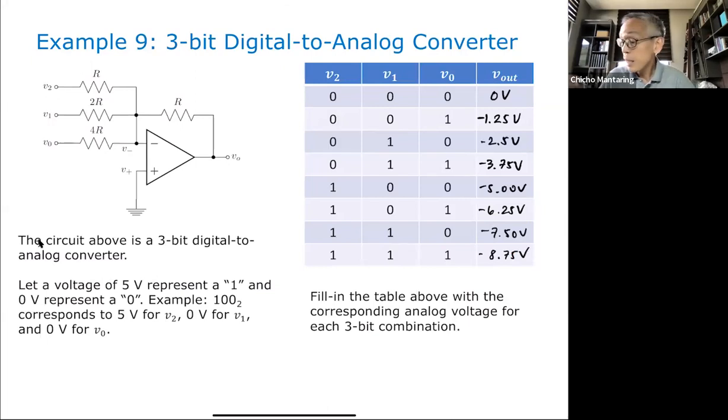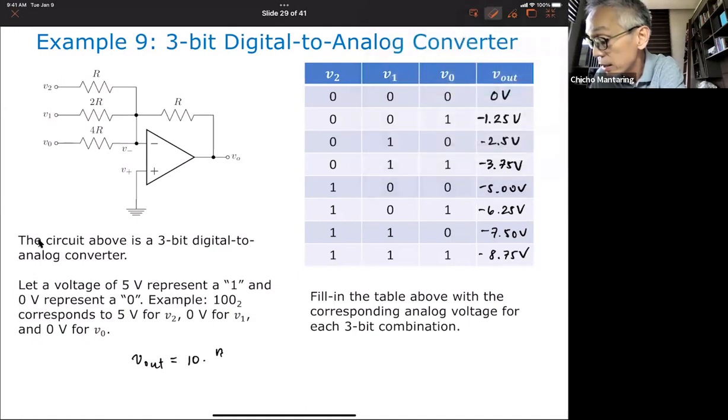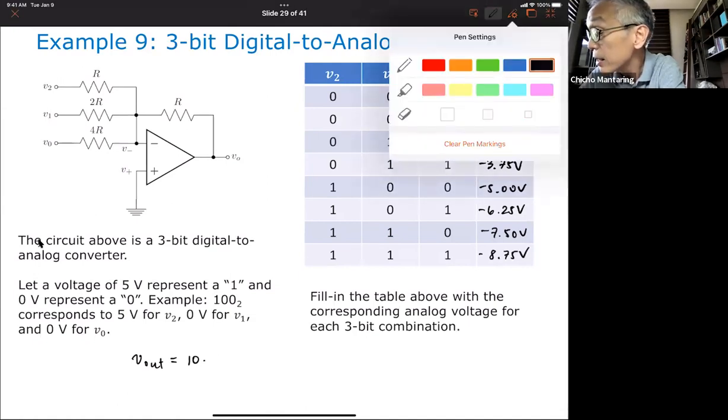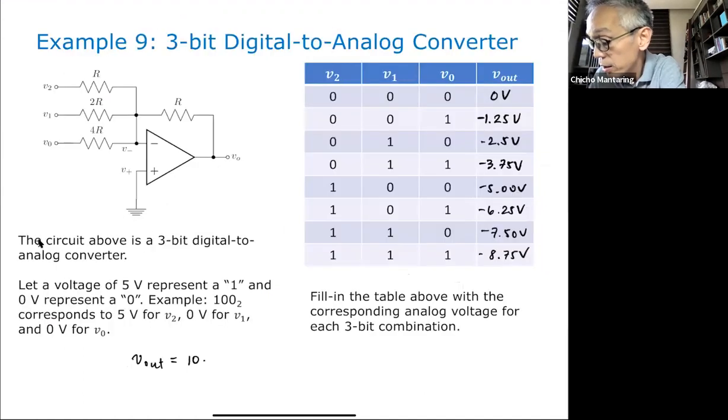As a matter of fact, there's a formula for your output. V out is equal to, in this particular case, V out is equal to 10 times, let me call it B, no? 10 times N. I don't want to use N, sorry. 10 times X, 10 times X over 2 to the N.